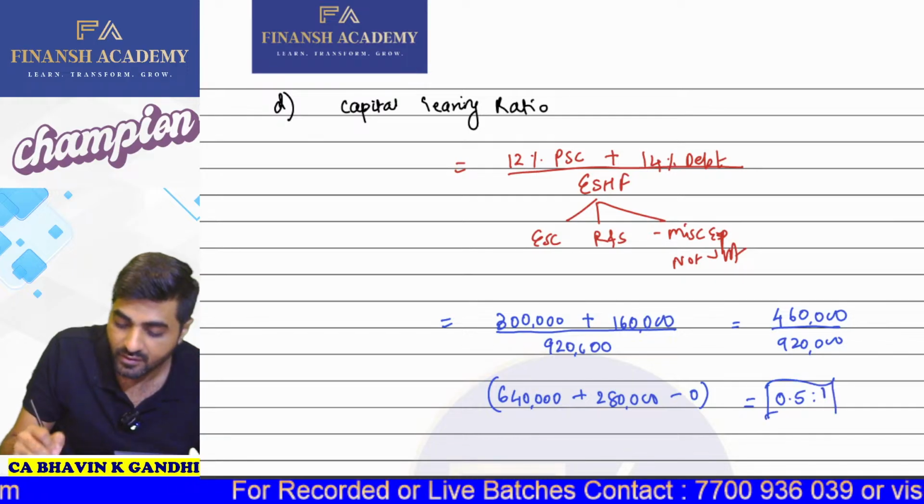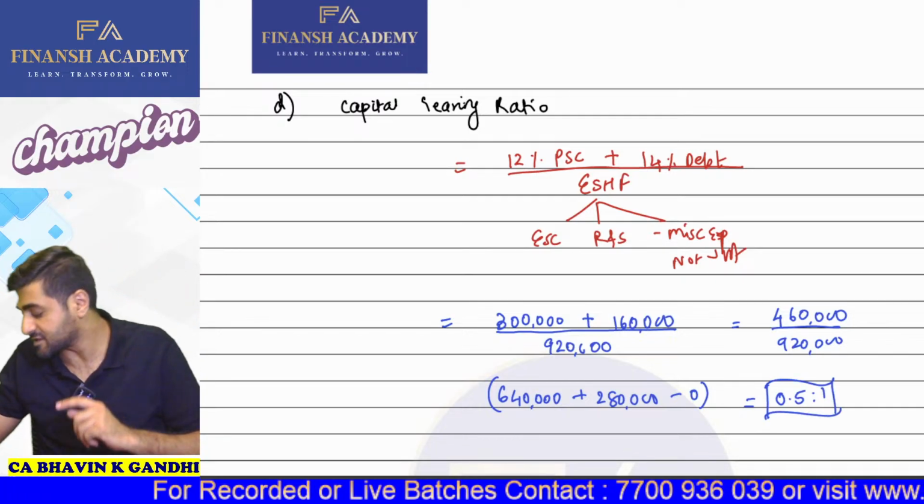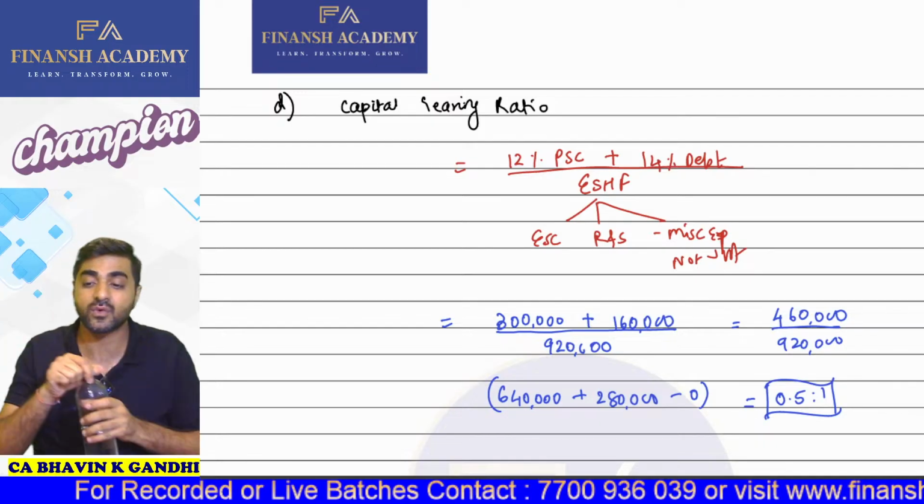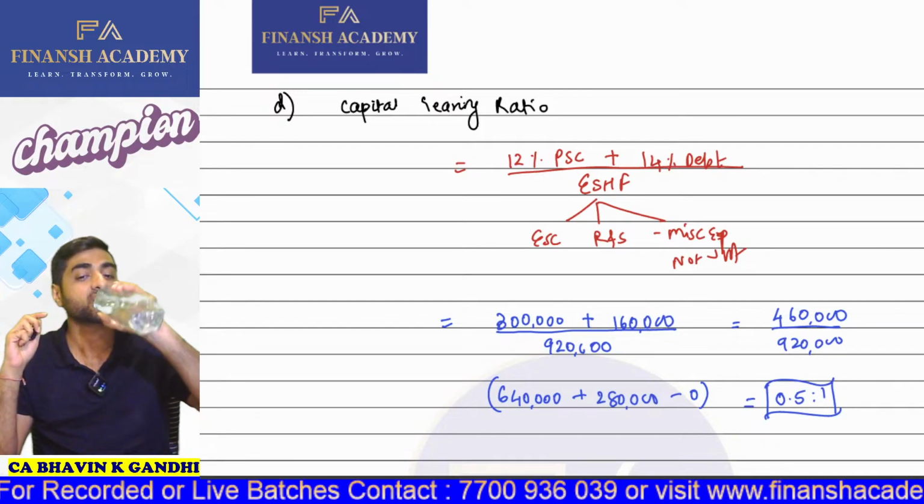Okay. So are you all convinced with this much part? We have this as 0.5 is to 1. This is your capital gearing ratio.